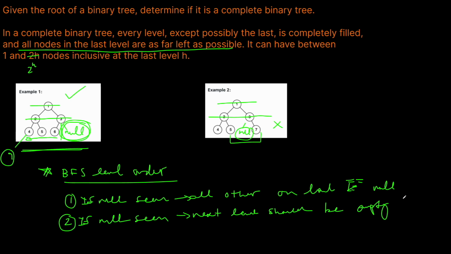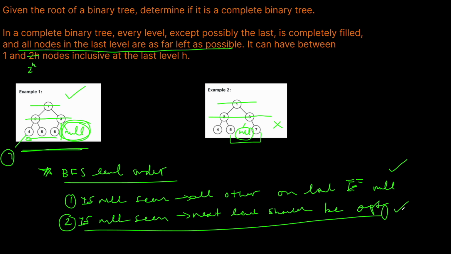Basically, if we see a null, we need to make sure that all of the other items in that level are also null. Otherwise, we violate it. And if we've seen a null, then we need to check at the end of the level that our queue only has nulls inside of it. And if it has any value that's non-null, then we know that we don't have a complete tree and we can return false.